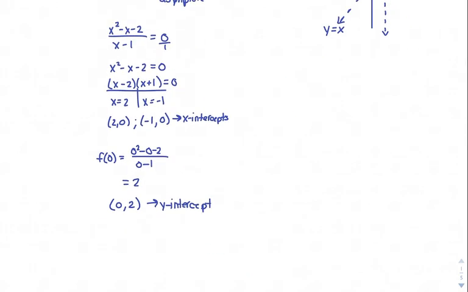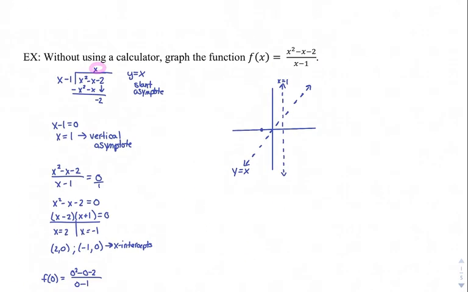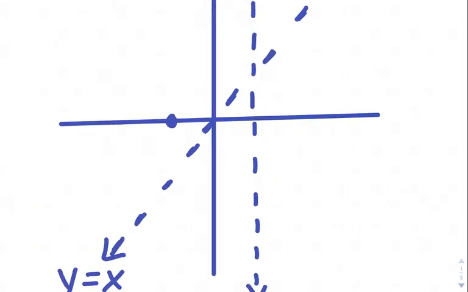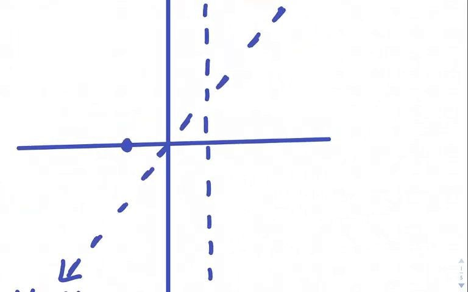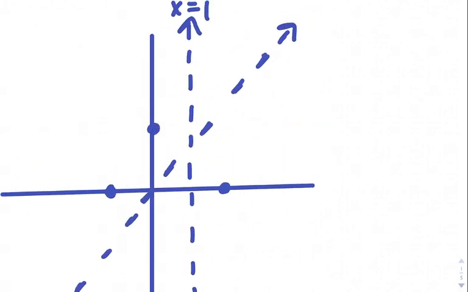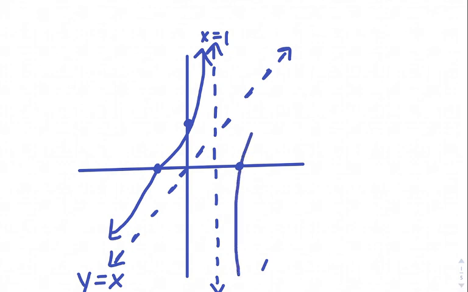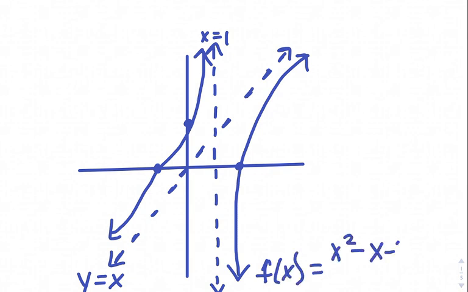So now I'm going to plot these points. So (2, 0) is about here. That's (negative 1, 0). (2, 0) is over here. And then (0, 2) is up here. So then I would connect your dots. Remember, your graph's always going to go towards your asymptotes as close as it can. So this side's going to look like this, and then this side's going to look like this. So this is my function f of x equals x squared minus x minus 2 over x minus 1.